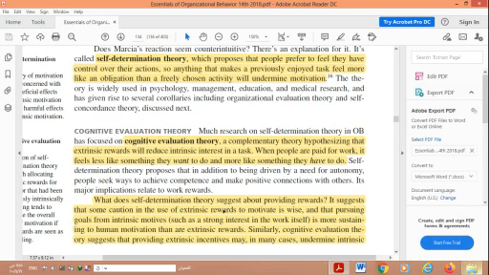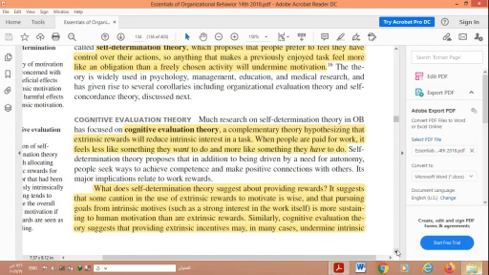What does self-determination theory suggest about providing rewards? It suggests that some caution in the use of extrinsic rewards to motivate is wise. We have to use extrinsic rewards, but we want to be careful so that they don't affect the intrinsic, or self, motivation of the employees, and that pursuing goals from intrinsic motives.